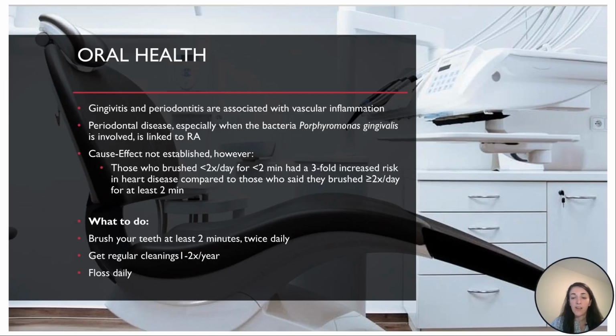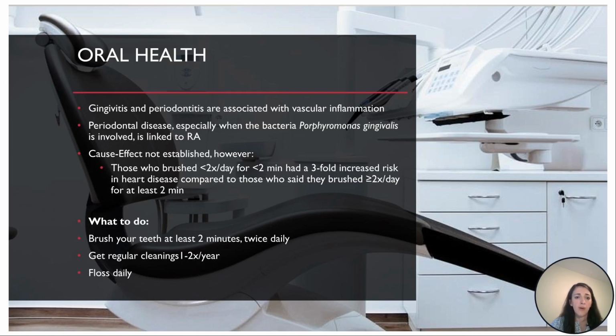And oral health. Everybody's dentists are, I'm sure, excited to hear me talk about oral health here. There are some studies that have shown that gingivitis and periodontitis are associated with vascular inflammation. And periodontal disease can actually be linked to rheumatoid arthritis, especially when certain bacteria are present.